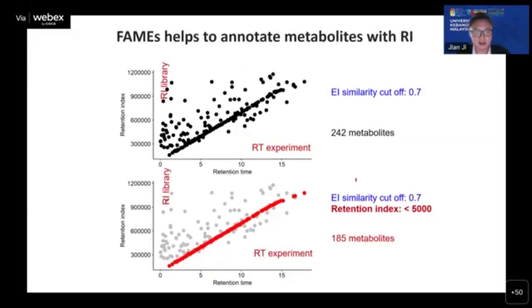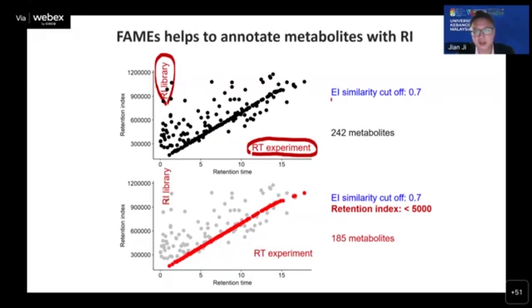Like here, if we do not use the retention index, you will get the compounds, each dot is one compound here. We have the experimental retention time, and the annotated metabolite has a retention index in the library. If we do the linear fit, you will see that a lot of points were not linear, and these metabolites are annotated wrongly.